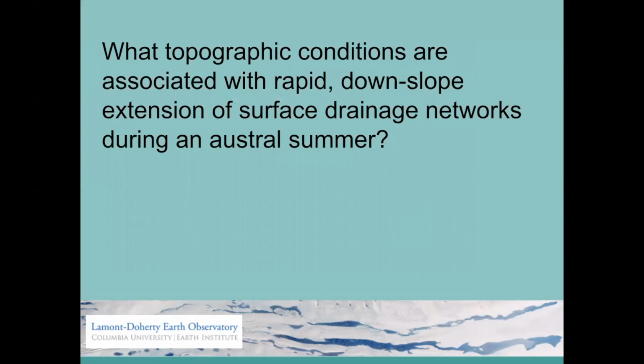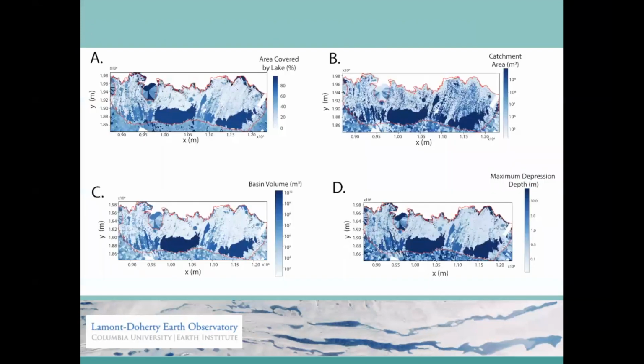And so the focus of this initial proof of concept is to investigate what topographic conditions are associated with rapid downslope extension of surface drainage networks during an austral summer. In other words, how do we get water from areas with observations of melt into those question mark areas where we do not? So we do this by first investigating the hydrological properties of each of these catchments. We can look at the percent coverage by lakes, shown in A. You can see that areas that are most covered by lakes also seem to be by the grounding line.